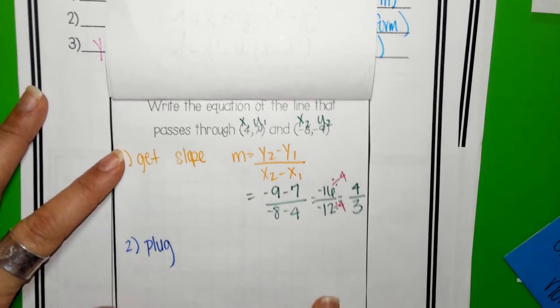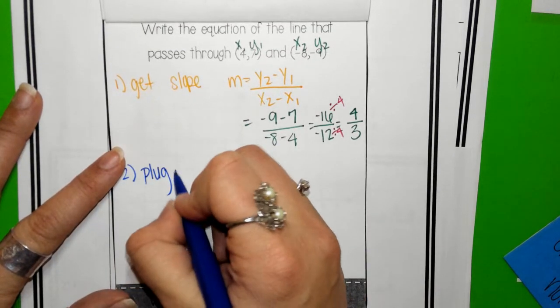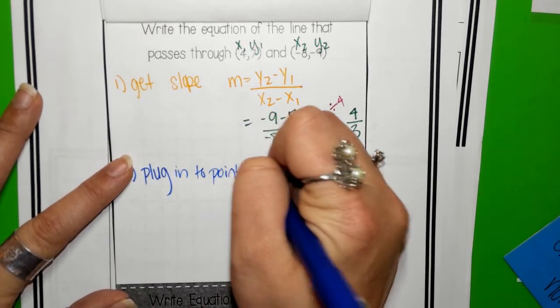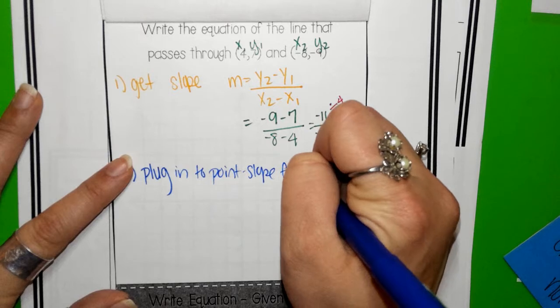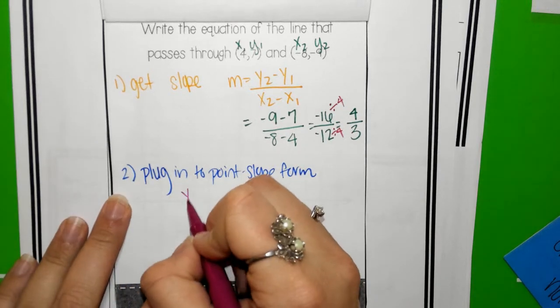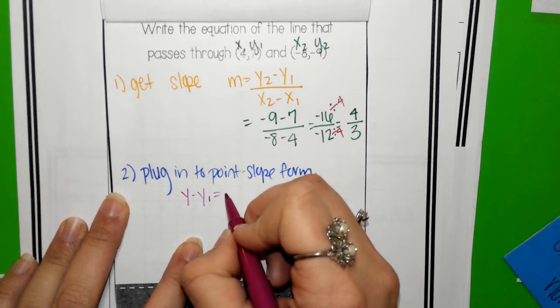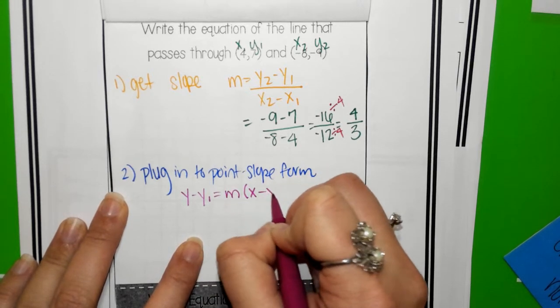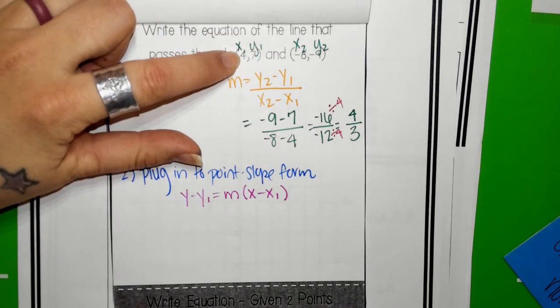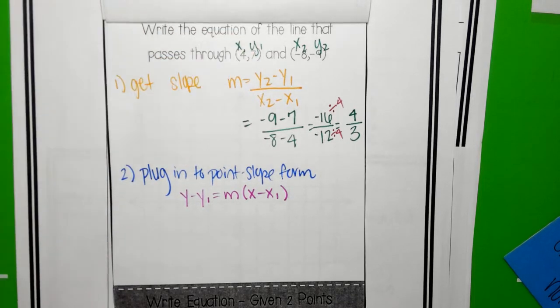Alright, so step 1 is to get the slope. Step 2, plug in to point slope form. What is point slope form, tater tots? y minus y1 equals m times x minus x1, correct? And didn't we already label our x1, y1 up here? So we're just going to use those.